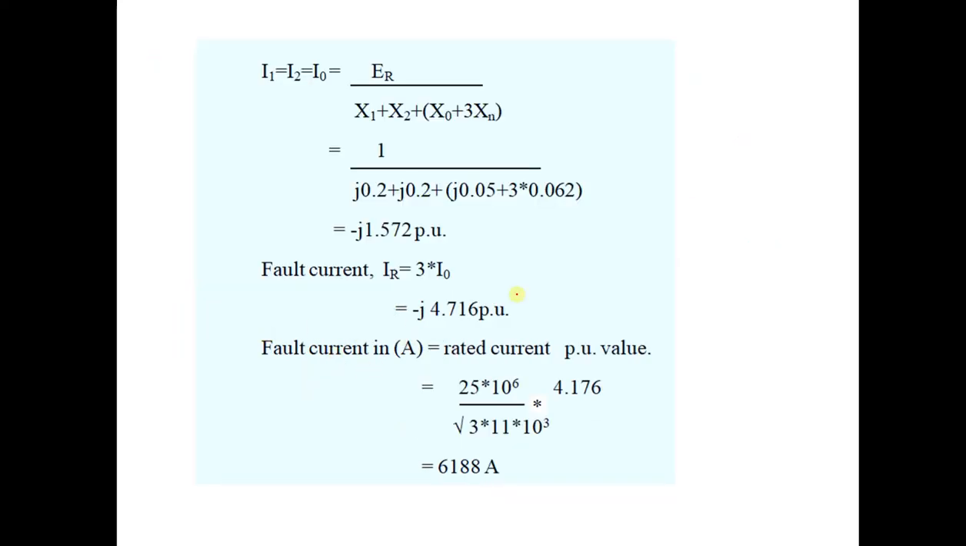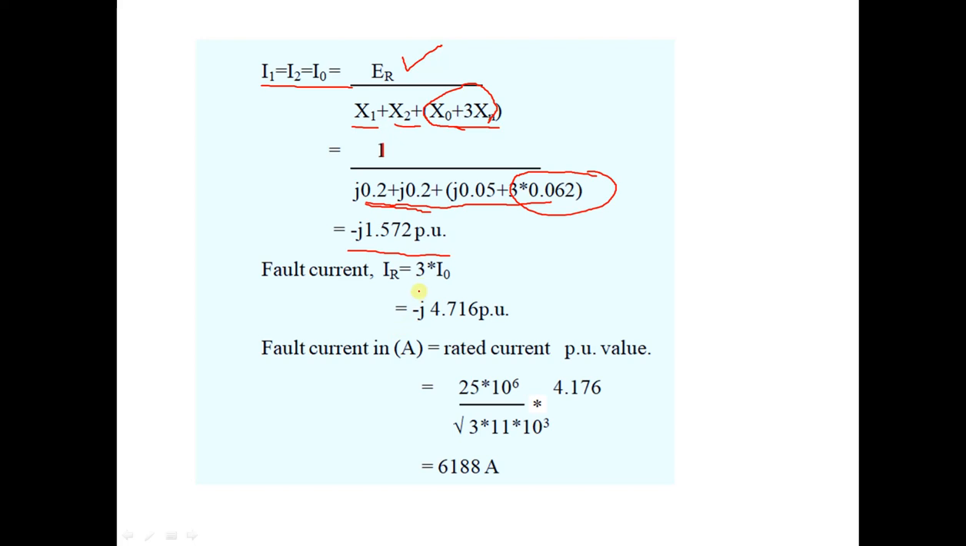And next is to find, before finding fault current, here I1, I2, I0 is equal. Okay, so ER by X1 plus X2 plus X0 plus 3 times of Xn, because it is in 0, right? So just applying directly the values. Okay, so here just by adding all the imaginary parts, okay, plus real part, by taking polar or rectangle form, we obtained minus J 1.572 per unit.